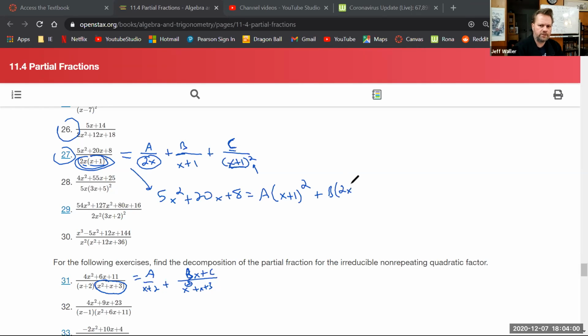B is going to pick up a 2x and another x plus 1, and C is going to pick up a 2x. Because whatever it's got will cancel with itself when I multiply by all that business.